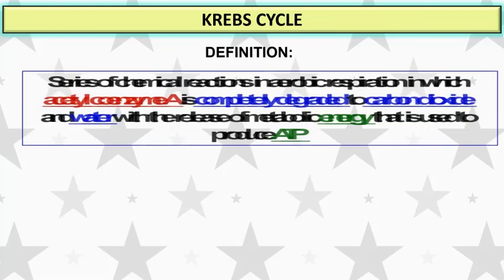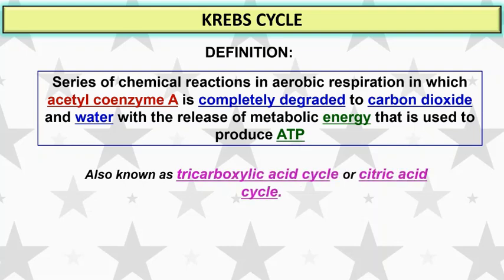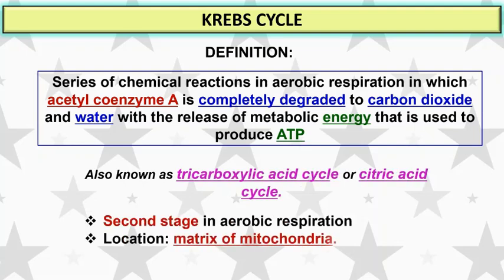Second stage in aerobic respiration, Krebs cycle. Definition: a series of chemical reactions in aerobic respiration in which acetyl coenzyme A is completely degraded to carbon dioxide and water, with the release of metabolic energy that is used to produce ATP. The location is the matrix of mitochondria.